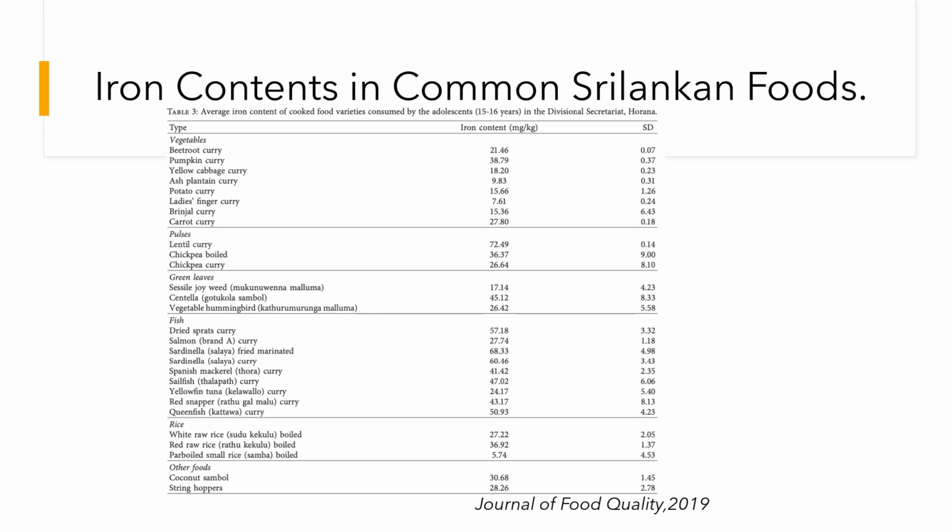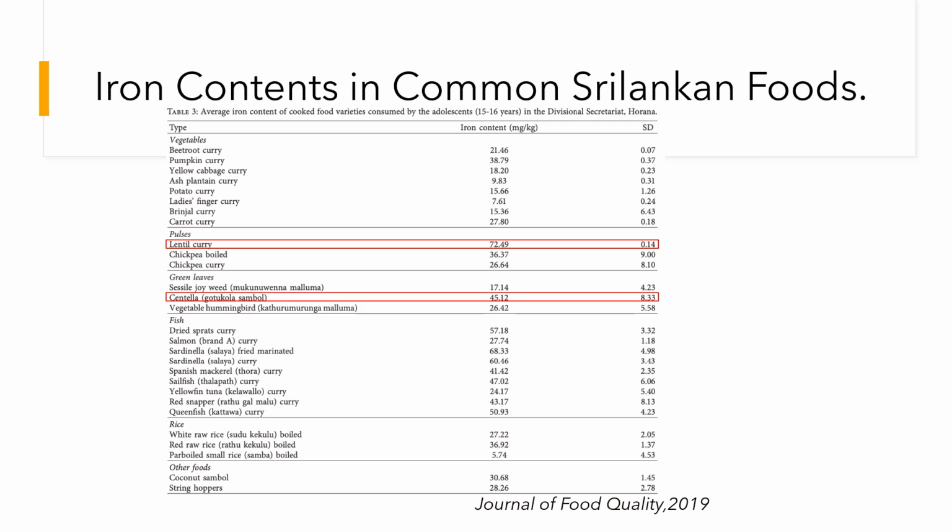These are the common foods which contain a high amount of iron. Out of those, lentil curry has the highest amount of iron, Gotukola sambal has a significant amount of iron, and interestingly pumpkin also has a significant amount of iron.